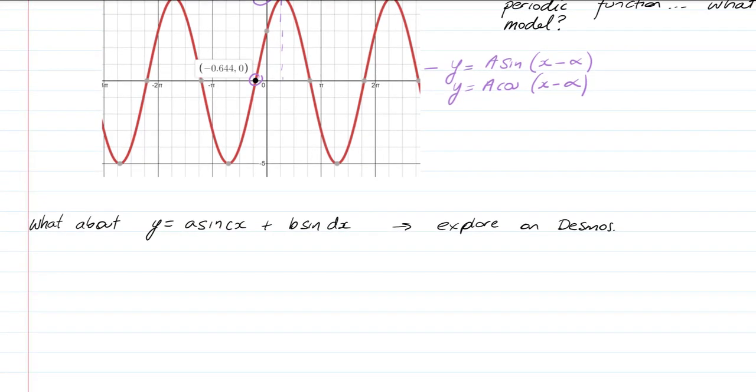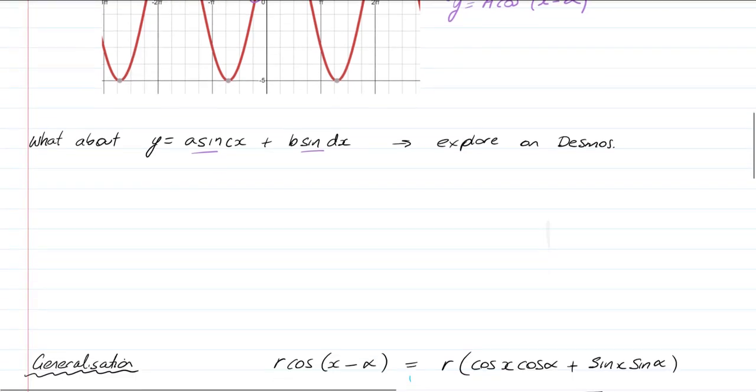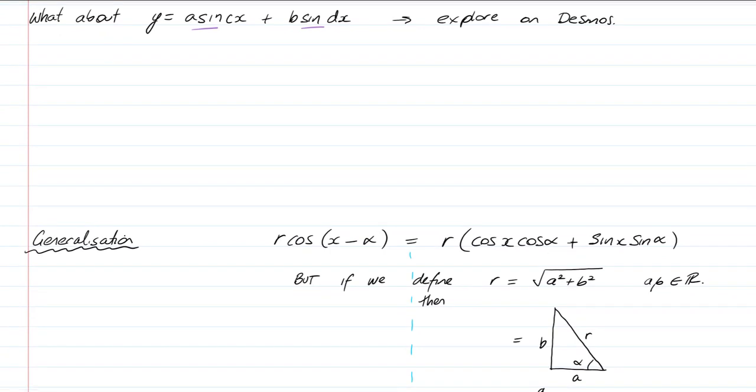What about if we were dealing with sin cx, sin dx, or cos cx, sin dx? You can have a play around with that with Desmos if you want. You'll notice some patterns start to occur that are really important, and I'm going to show you what those patterns are now. So here's a generalization.